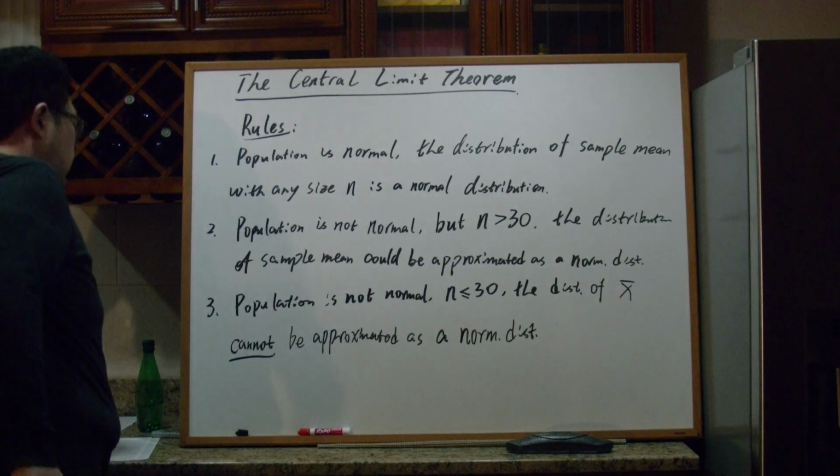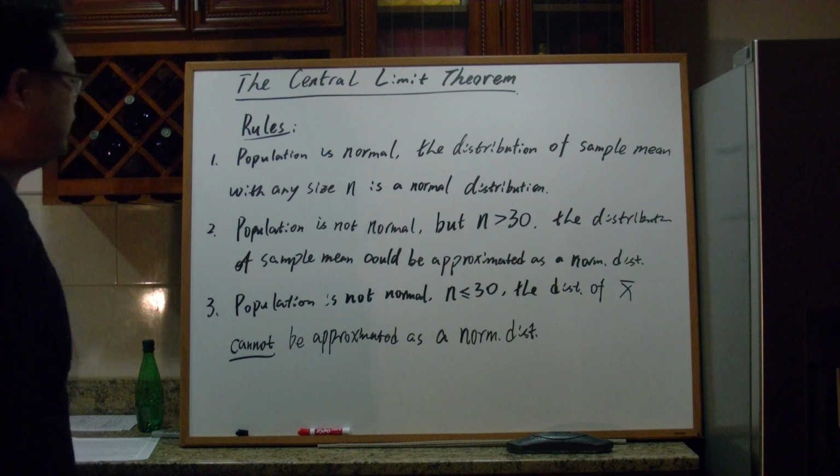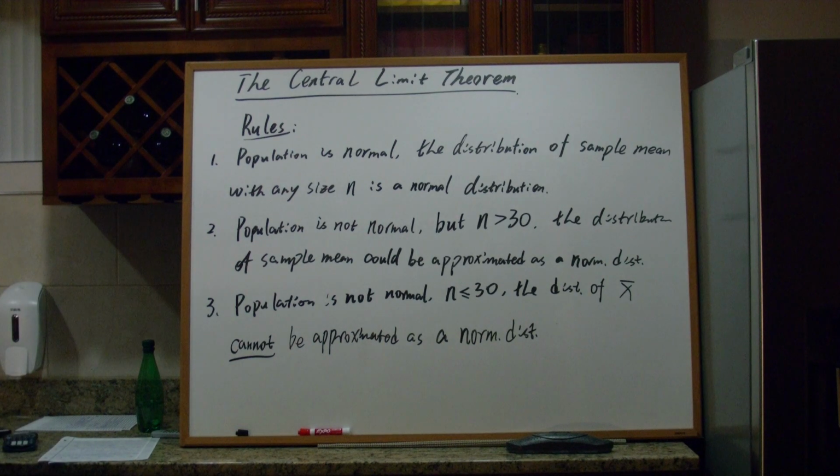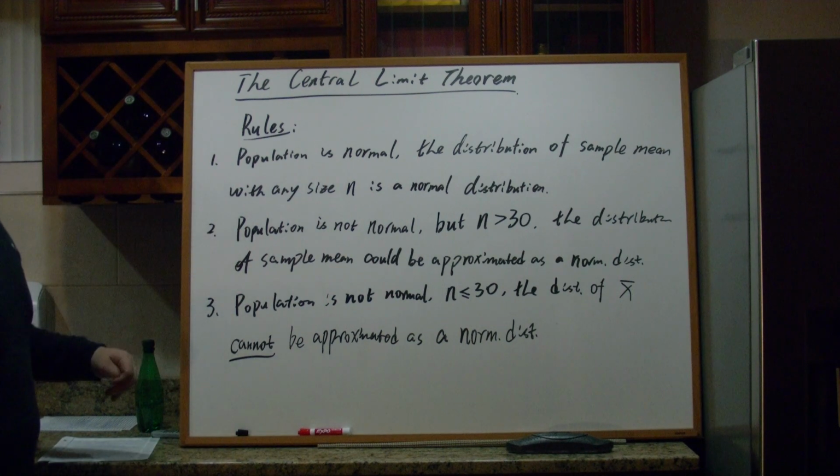If we don't know the population and our given sample size is small, in other words less than or equal to 30, the distribution of the sample mean cannot be approximated as a normal distribution, which means it doesn't satisfy the condition from the central limit theorem that n is large enough. So those are the rules.